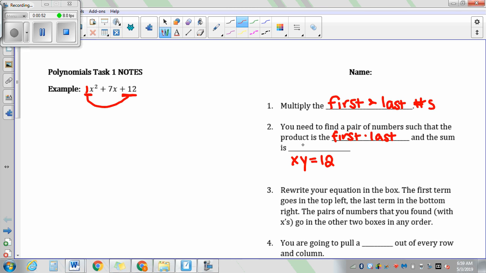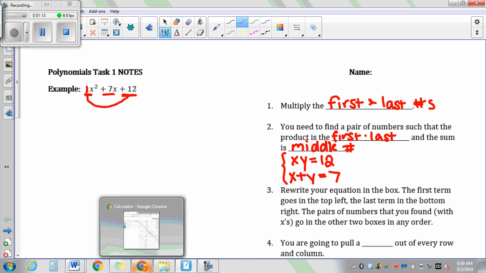And I need the sum to be the middle number. So in this case, the middle number is this positive 7. So I can write that in as x plus y equals 7, right? These two equations right here say the product is 12, the sum is 7.